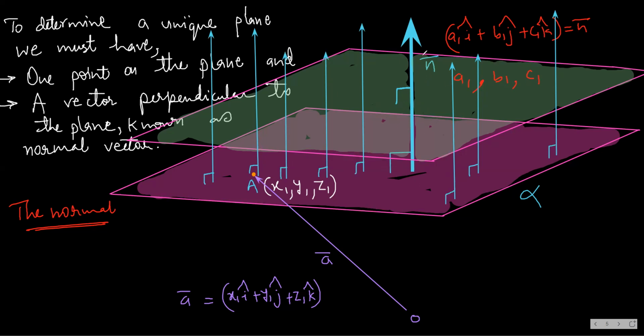Suppose a1, b1, c1 is the DRs of this. So DRs of this might be 2a1, 2b1, 2c1. DRs of this might be 3a1, 3b1, 3c1. DRs of this might be a1 by 2, b1 by 2, c1 by 2. So you just don't have to worry. There can be infinite normals to a plane. We need just one normal vector.